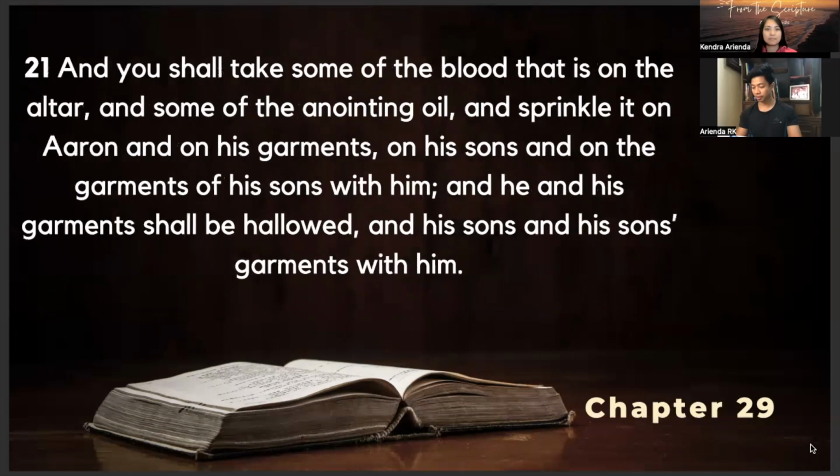And you shall take some of the blood that is on the altar, and some of the anointing oil, and sprinkle it on Aaron and on his garments, on his sons, and on the garments of his sons with him. And he and his garments shall be hallowed, and his sons' garments with him.